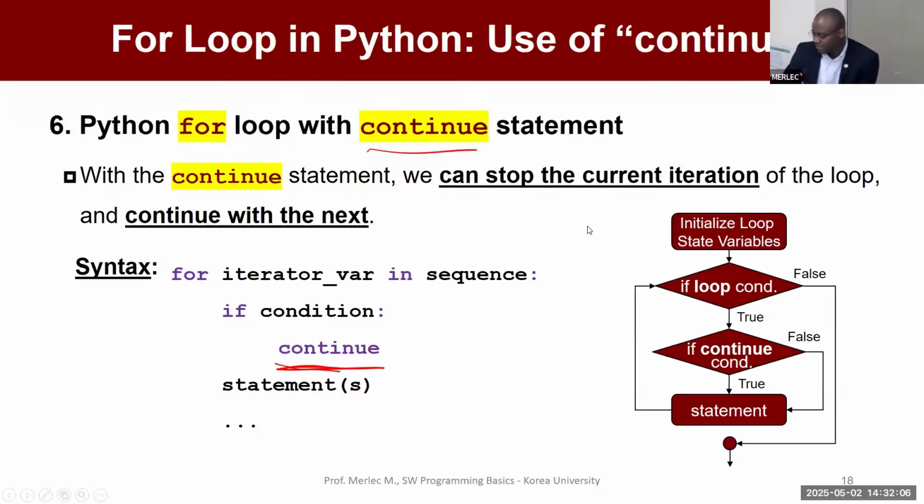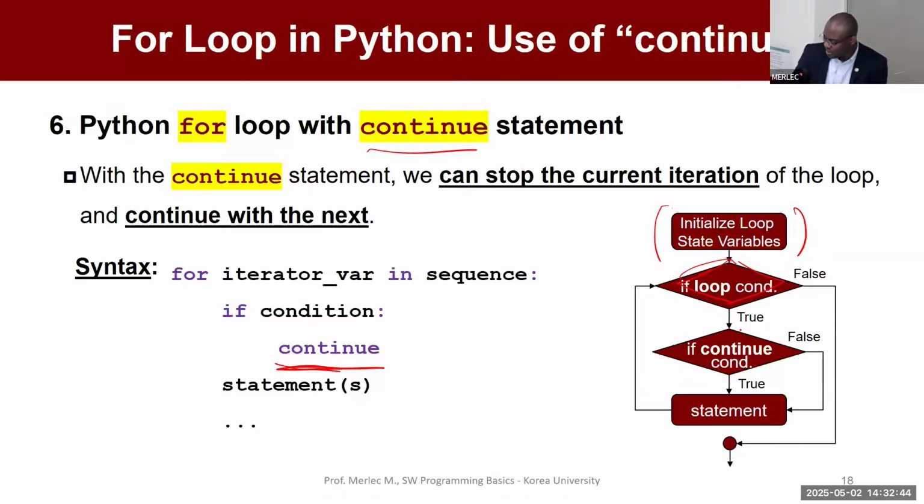The flowchart representation is a little bit different from the previous one with break, but the initial part is the same. We have to initialize the iteration variables, and then those variables will be used in the loop conditional statements. And then for this case, we will exit only if this condition is false, or when the continue if statement is false.